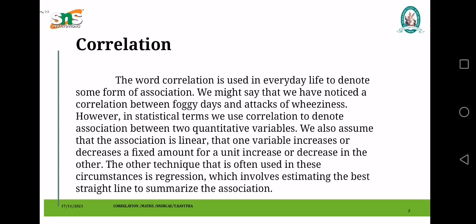We also assume that the association is linear, that one variable increases or decreases a fixed amount for a unit increase or decrease in the other. The other technique that is often used in these circumstances is regression, which involves estimating the best straight line to summarize the association.